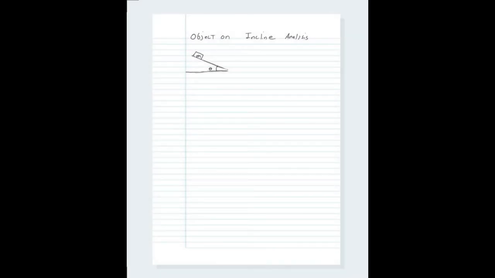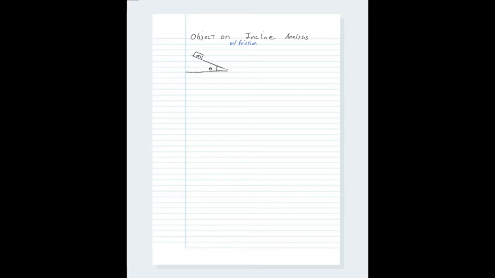Okay, so what we're going to do here is start looking at situations where we have an object on an inclined surface. And let's assume that there is friction. Now, if there's no friction, we can easily take it out, but I think it's easier to talk about it with friction and take it away.